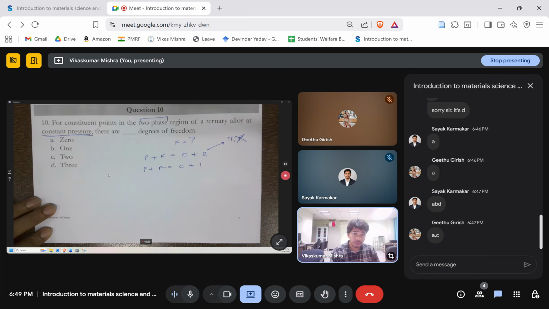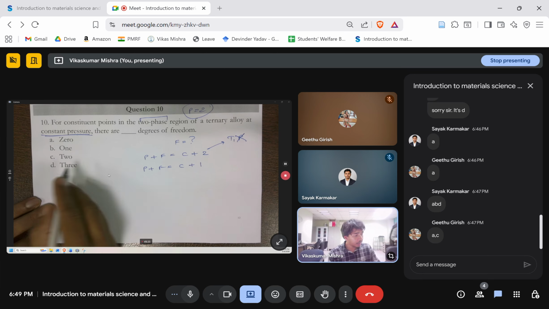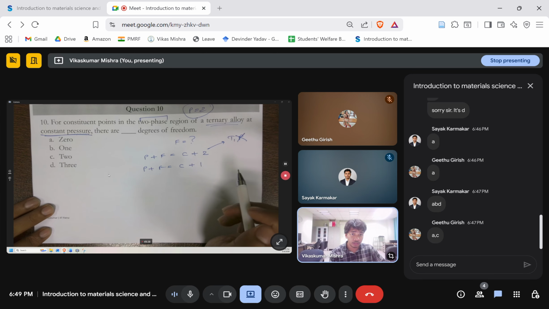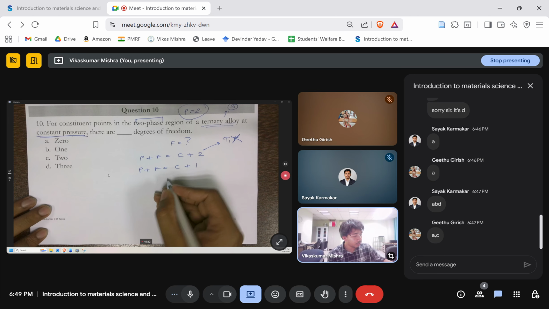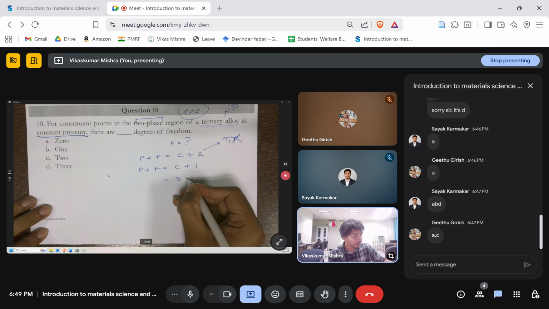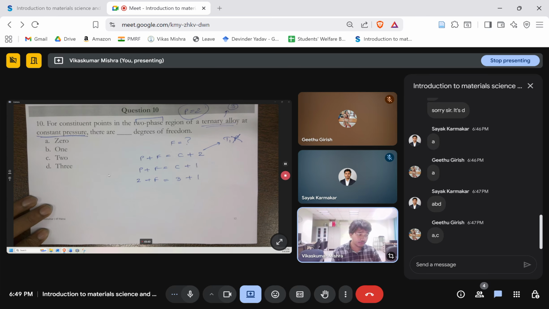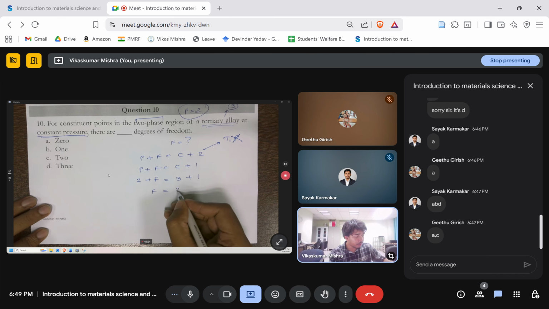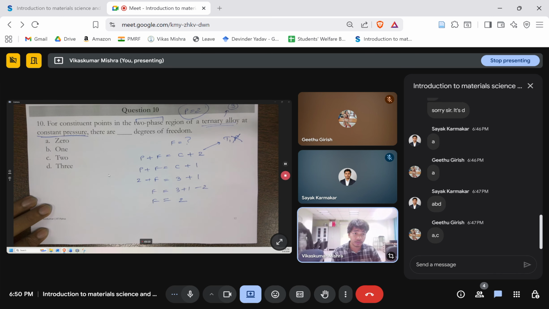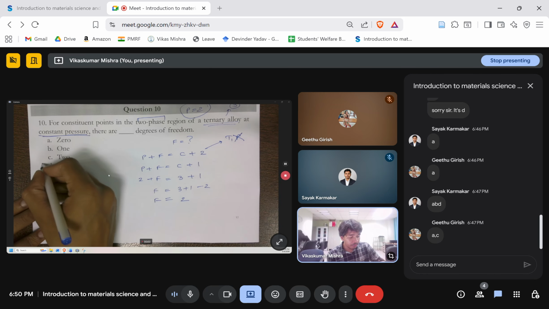A few more pieces of information are given. The number of phases is 2, so P is 2. It's a ternary alloy, which means the number of components is 3. So C is 3 plus 1, and P is 2 plus F. From here, F equals 3 plus 1 minus 2, which is 2. In this way, we can find that option C is the right answer.